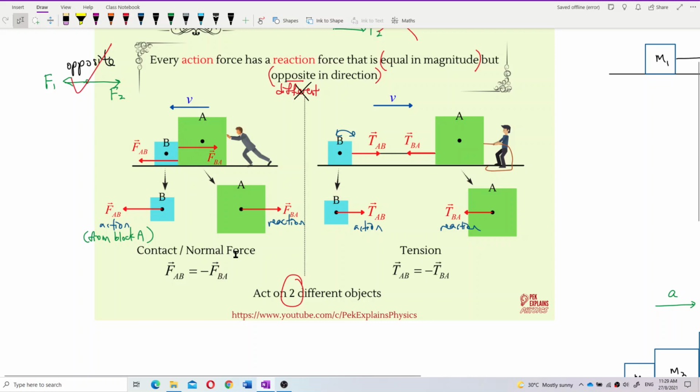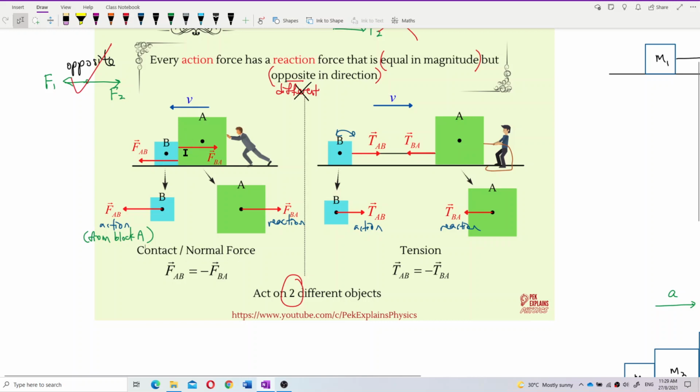We call it contact force. These two surfaces must come in contact. These two blocks must come in contact to have this contact force. If they do not come in contact, block A and block B don't touch each other. They are separated. If both A and B are separated, they won't have this contact force.